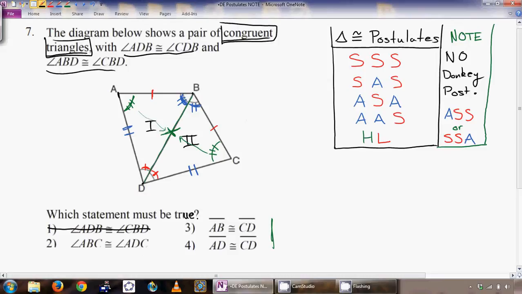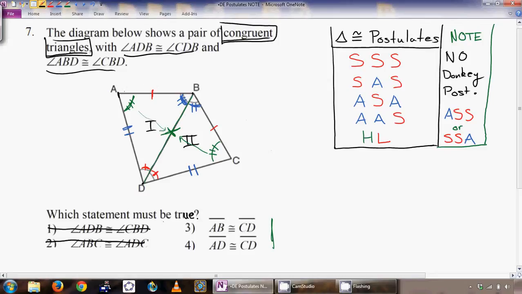Let's go to the next one. Angle ABC. This entire angle must be congruent to angle ADC. Well, no, right? If this angle up here is built of the 2 blue angles, and this one down here is built of the 2 red, they don't have to be congruent. That's not necessarily true. So let me rule that one out as well. Let's take a look at the next one.